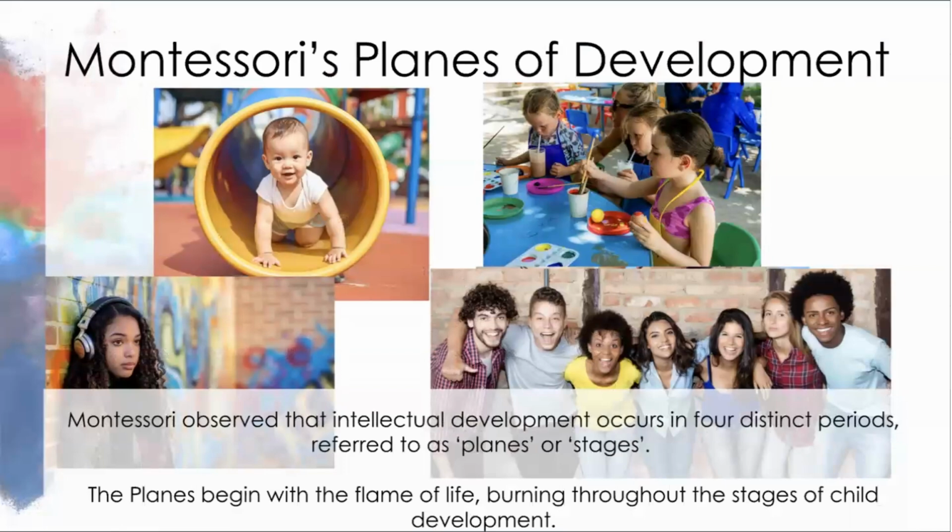So Montessori observed that intellectual development occurs in 4 distinct phases that she referred to as planes or stages. She felt like the first, you'll see it in the picture of the planes, begins with the flame of life burning throughout the stages of child development. She felt through observation that children grow in 6-year increments or planes. From birth to 6 is the first plane. The second plane is 6 to 12. The third is 12 to 18, and then 18 to 24.